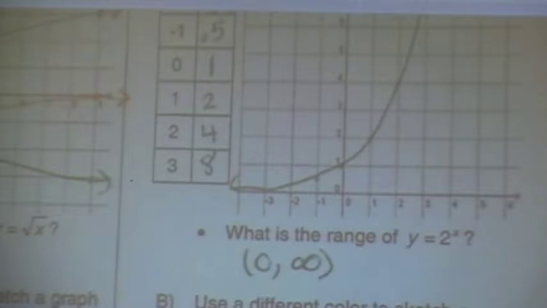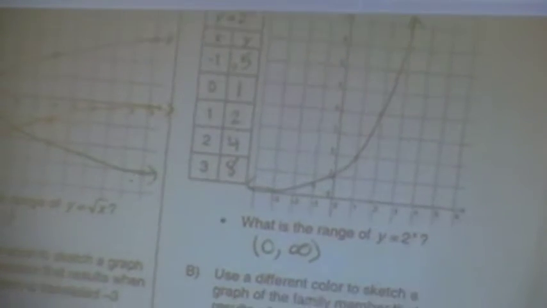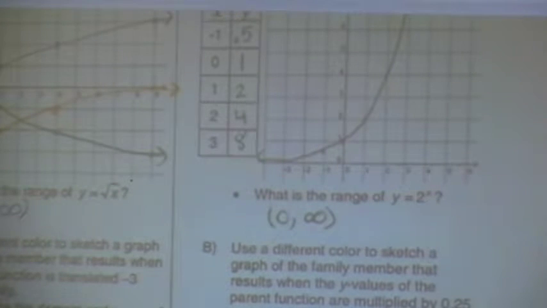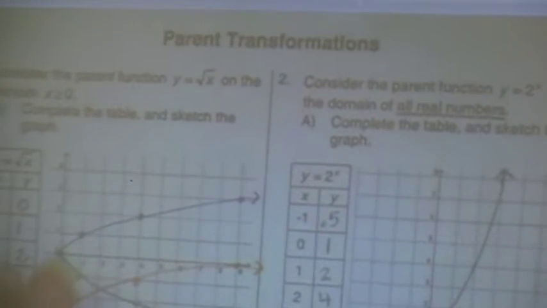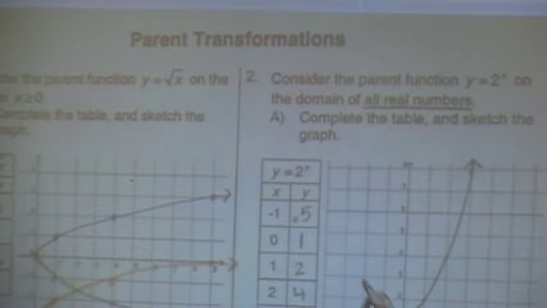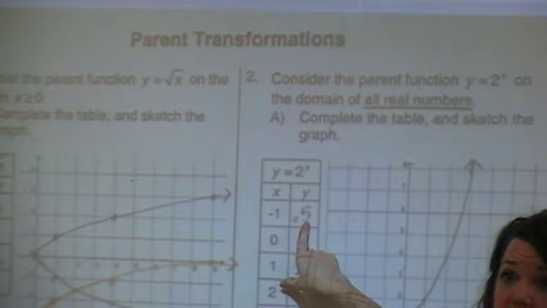Oh, okay. Now we're going to use a different color, and we're going to sketch the graph of a family member that results when the y values are multiplied by 0.25. Just the y values. So you go to your table and you multiply each y value by 0.25.